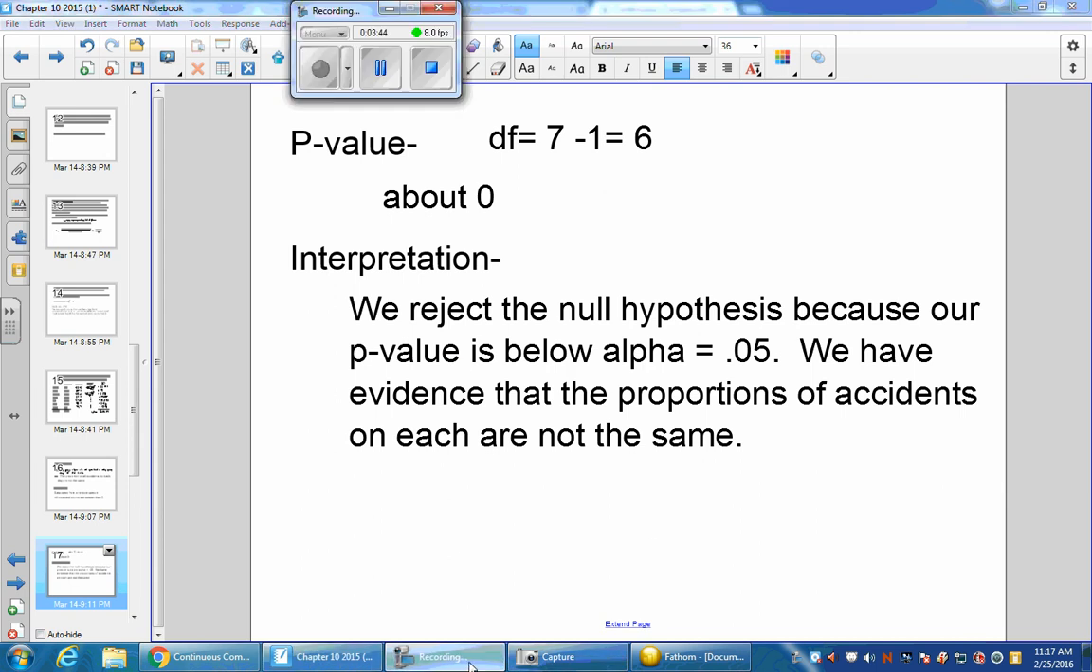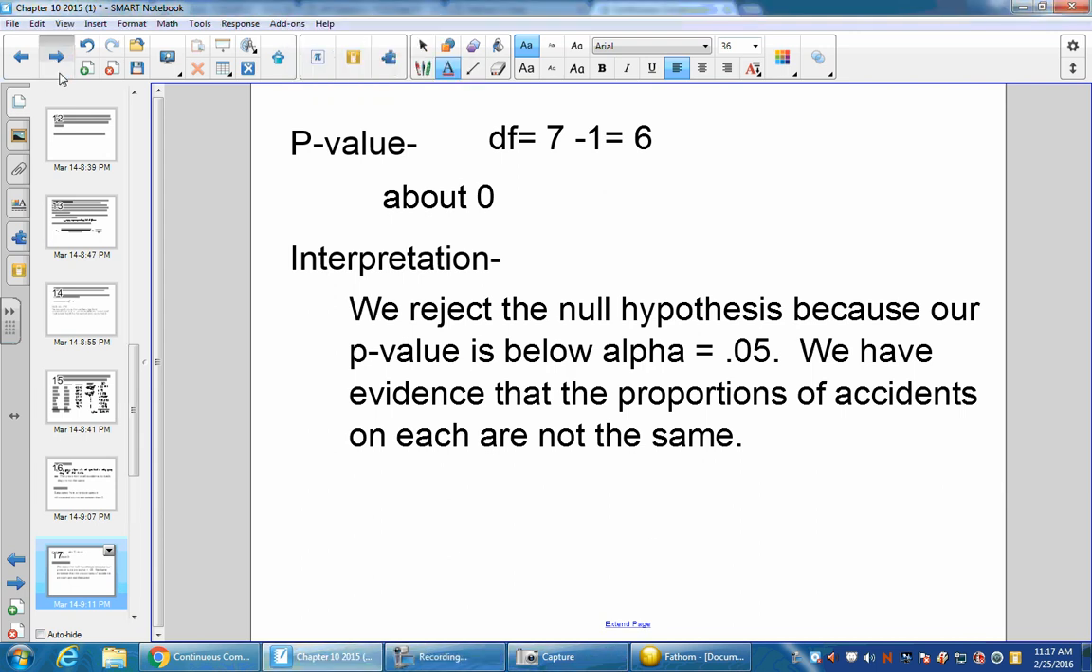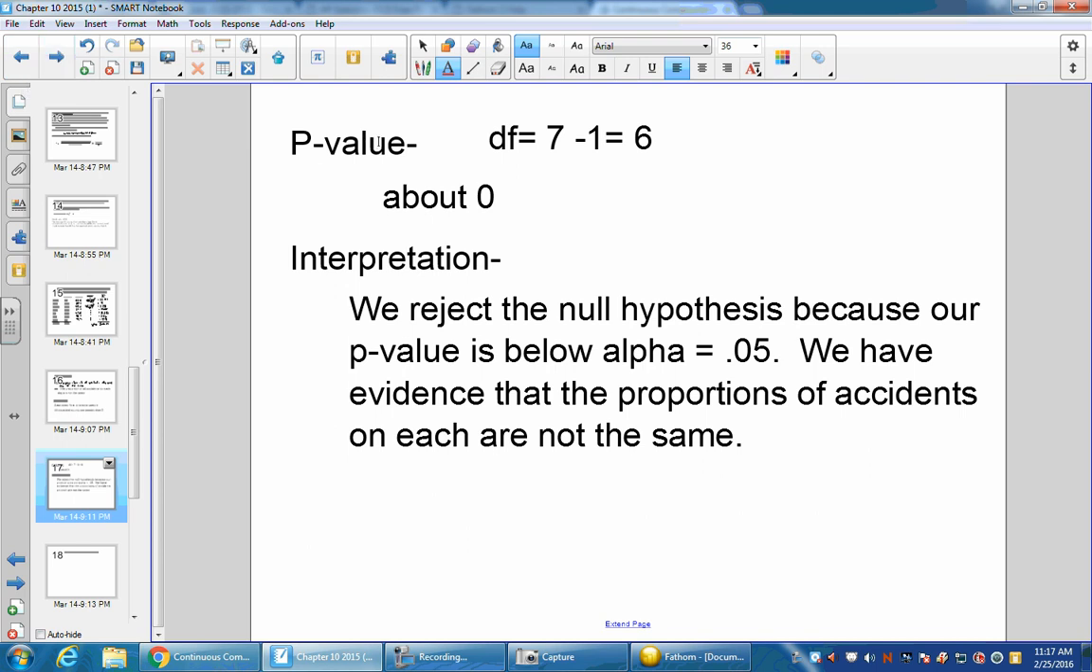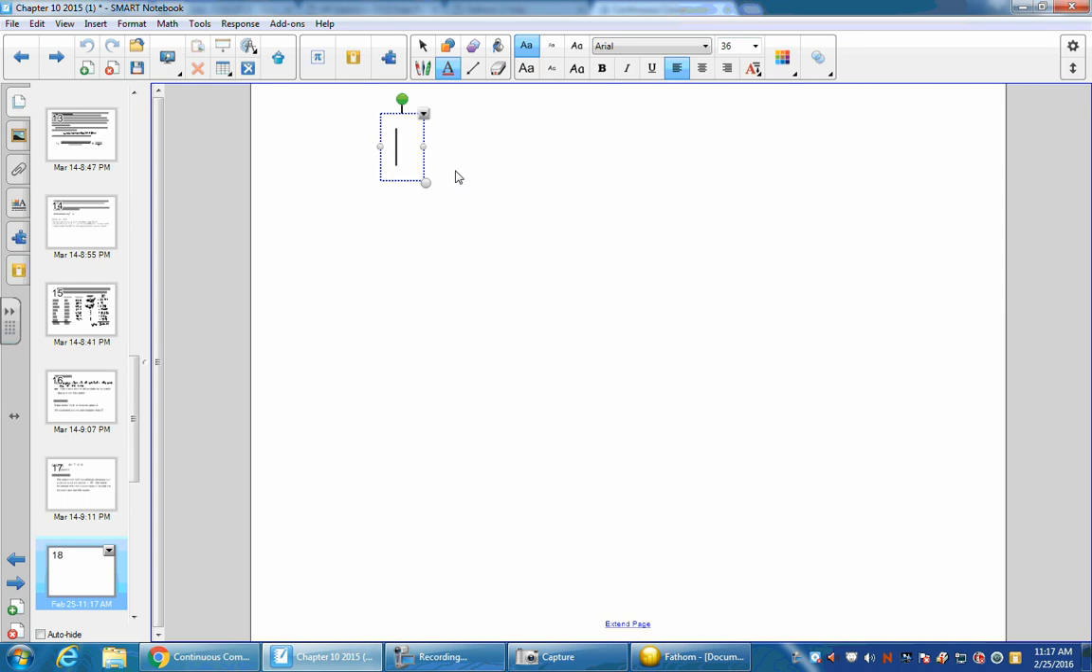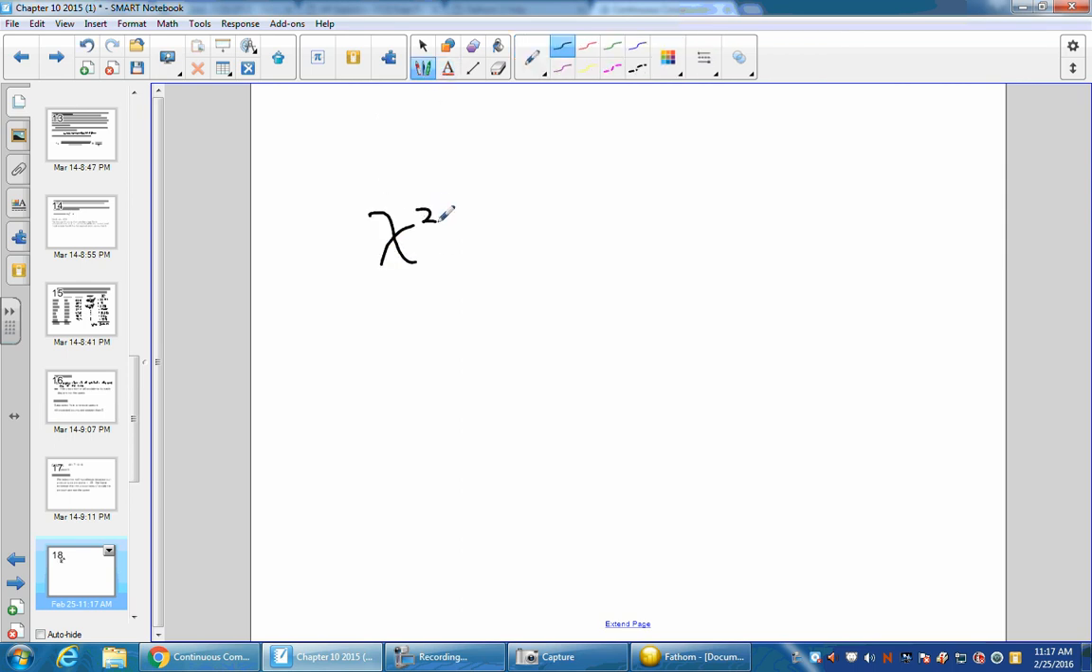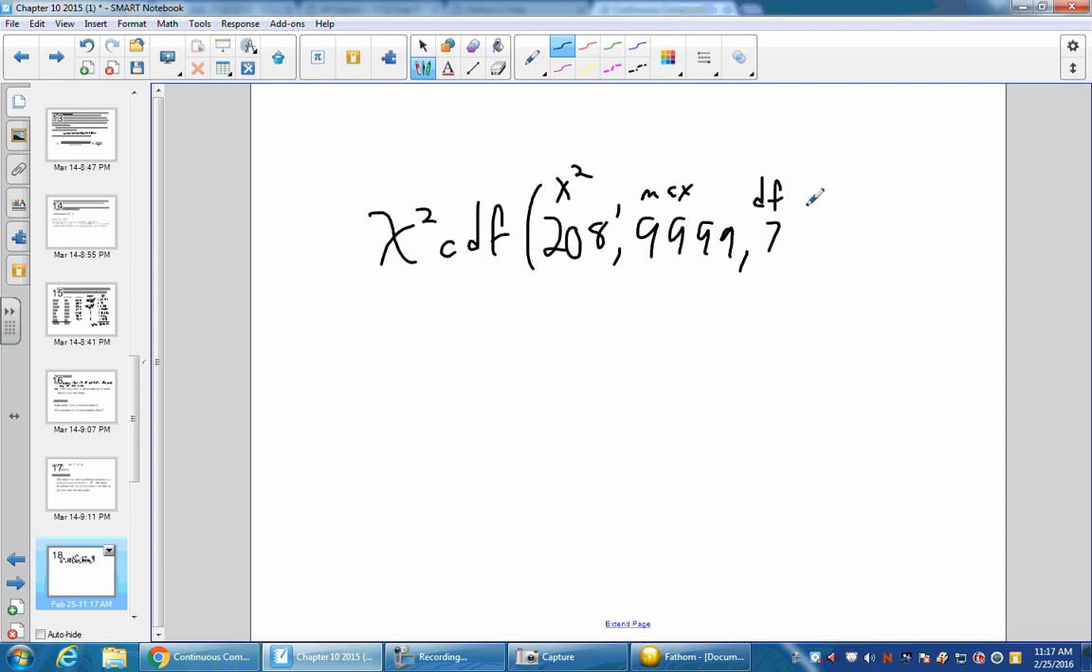Now, when we are doing our significance test, what we can do is use our calculator to find that value. When we use our calculator, we want to use a chi-squared distribution. If you hit second vars, you'll find a chi-squared CDF. It's just a different distribution, like a t distribution or a normal distribution. And what we'll take is our first value, 208, and then we always go to infinity, comma, degree of freedom.